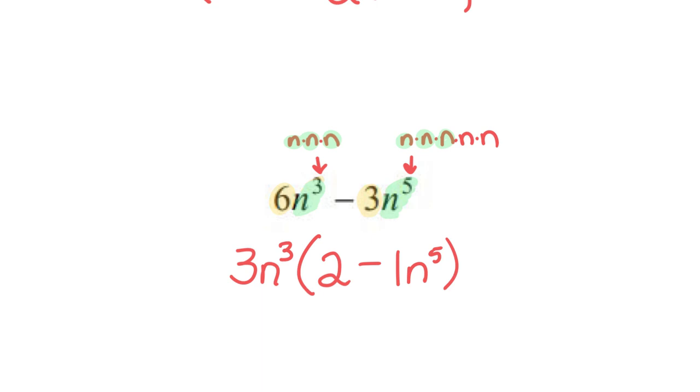And you typically wouldn't see that 1 on there. You would have 2 minus just n to the fifth.